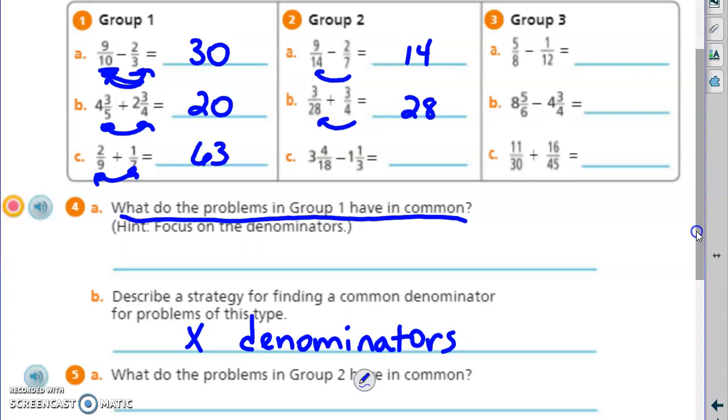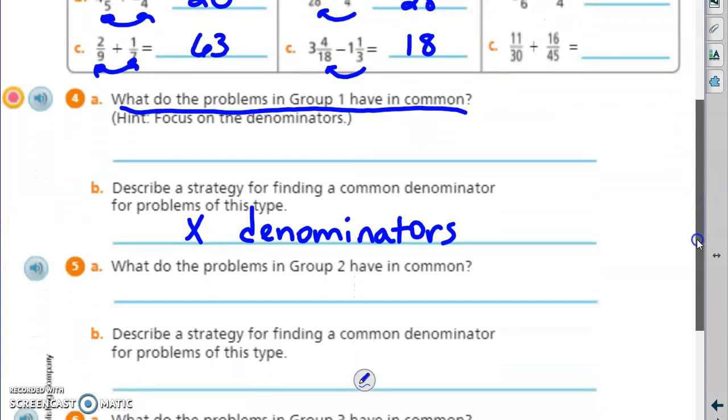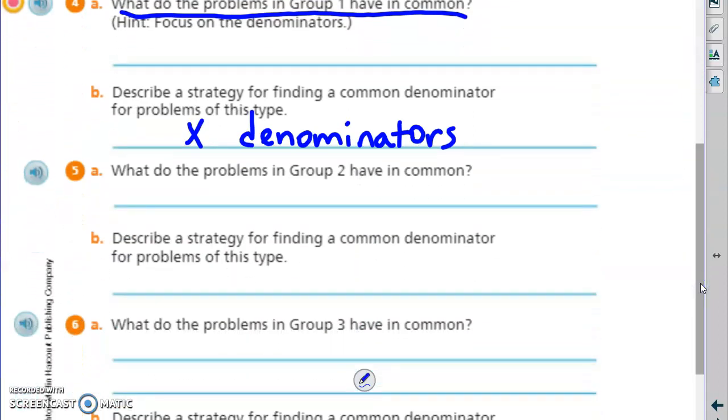3 and 18? I really don't want to multiply those together, but look, 3 goes into 18. So 18 is our common denominator. So in group 2, what you want to see is, can one denominator be divided into the other denominator? Okay? Can one go into the other? Can one be divided by the other?